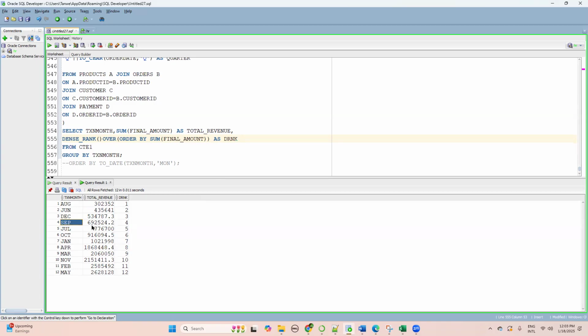Understood? And then you have to find some trend. What is the trend here? August maximum, then decreased in June, right? And then December, September, July. So it's fluctuating, right? So from this, as an analyst, you have to derive some trend. What is the trend here?